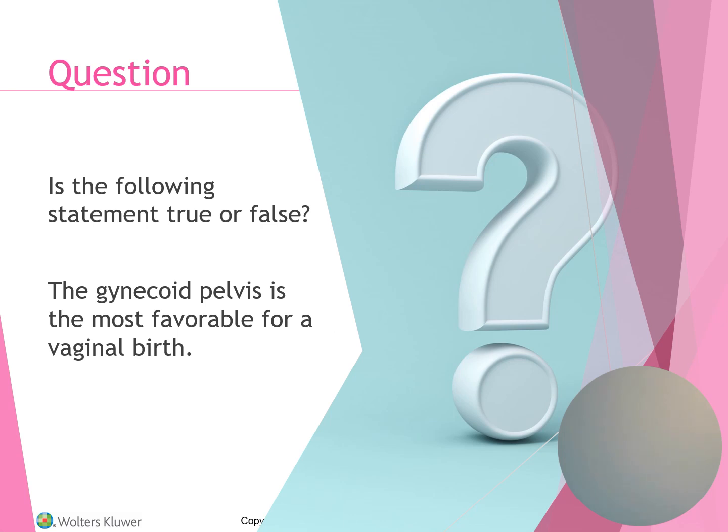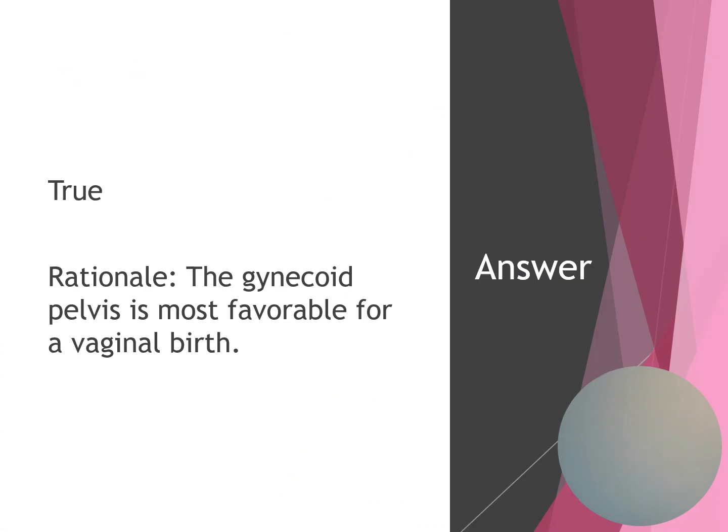So true or false? The gynecoid pelvis is the most favorable for a vaginal birth. And this is true.